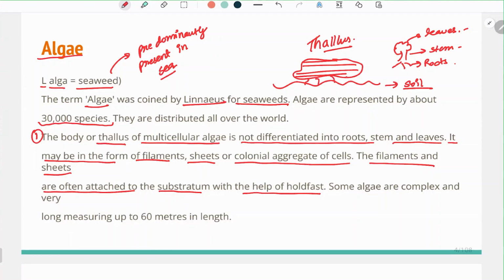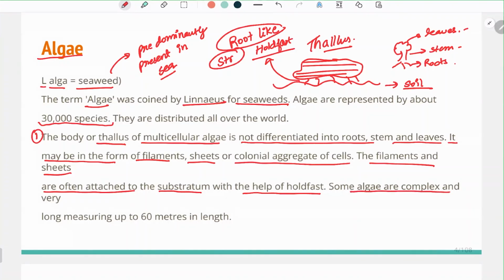So some algae attach to the substratum by holdfast. Holdfast is a root-like structure. Whenever there is no differentiation of cells, but the thallus is attached to the substratum by something which looks like a root, right? But it is not a root. So we call it a root-like structure. Okay. So holdfast is a root-like structure which helps in the attachment of the thallus of algae to the substratum.